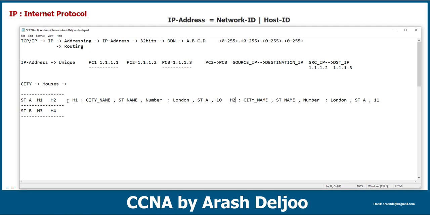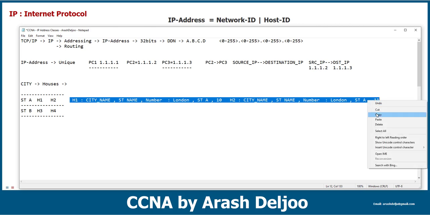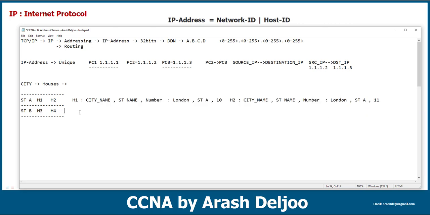Let me write the addresses of host 3 and host 4 here. Look here. It's so important to understand everything correctly. House 3 and house 4 have the address of street B, and after that, for example, number 10 and also number 20.